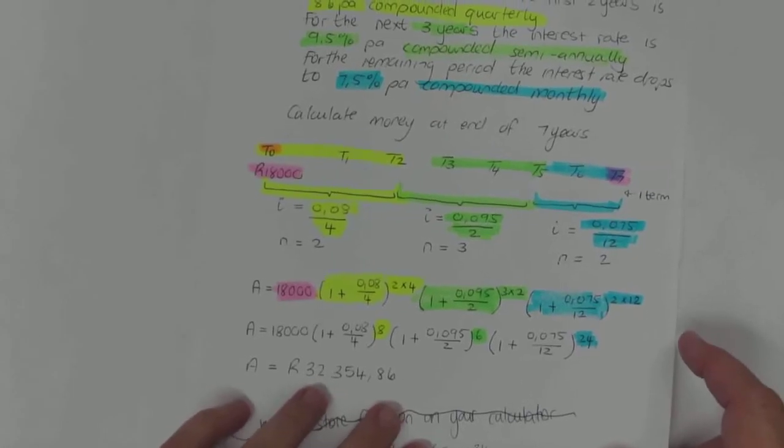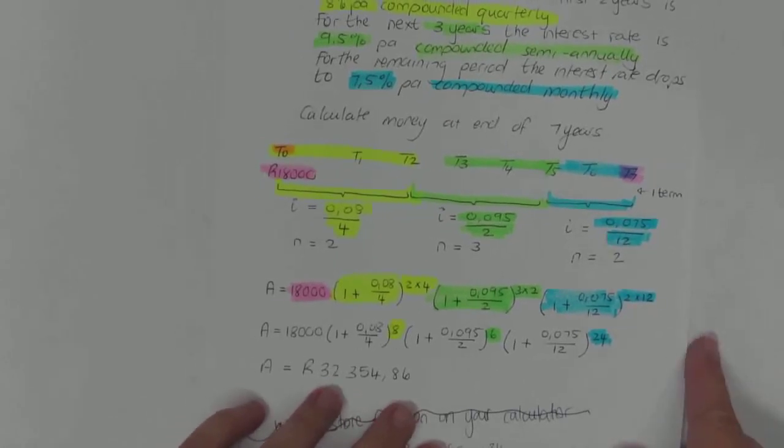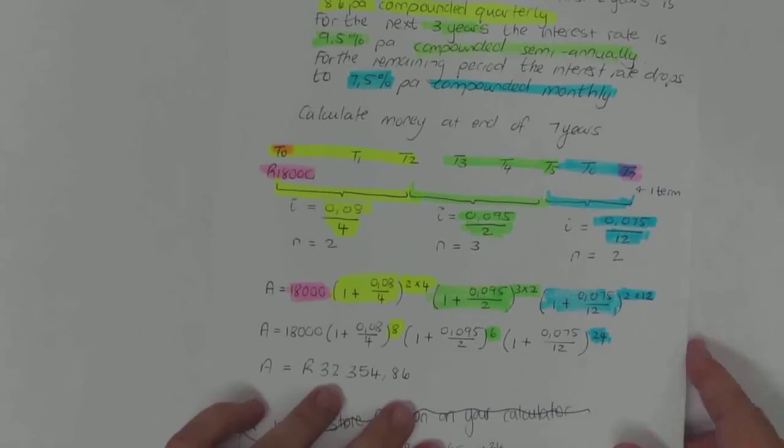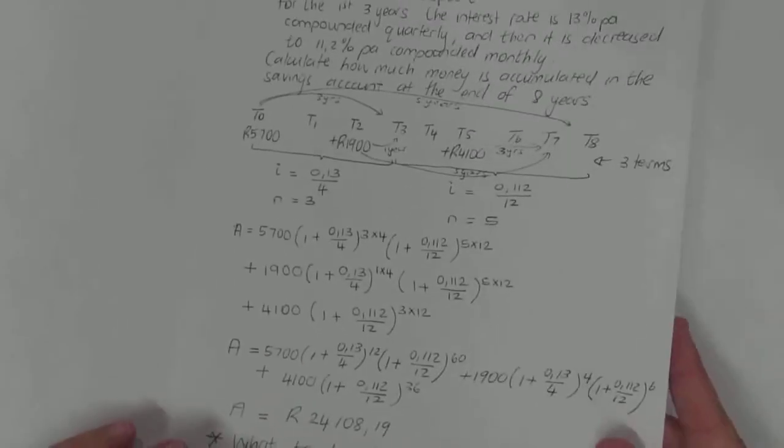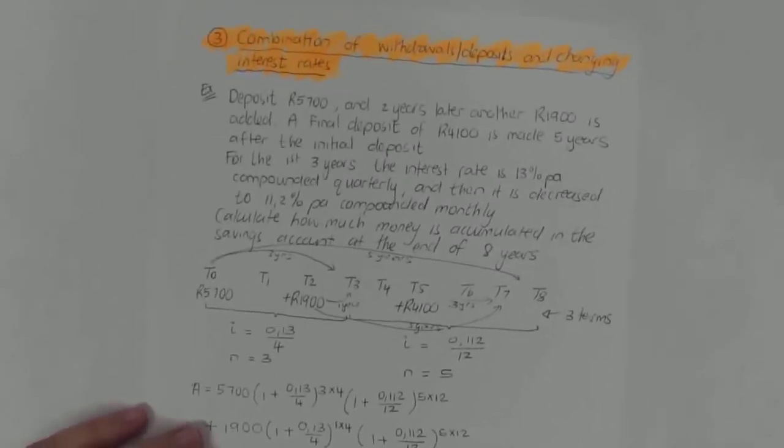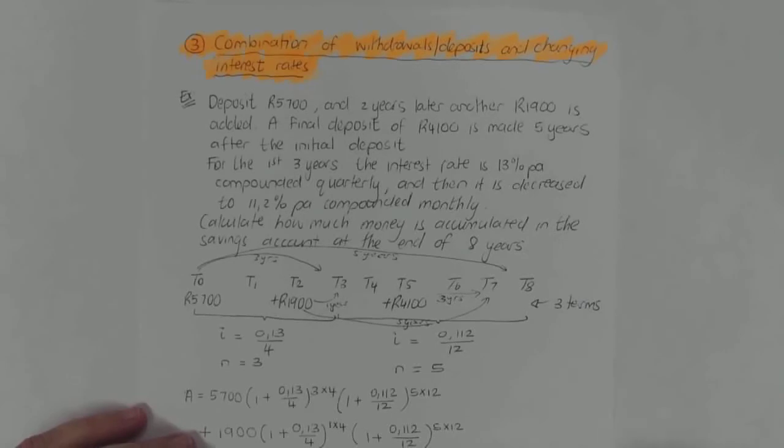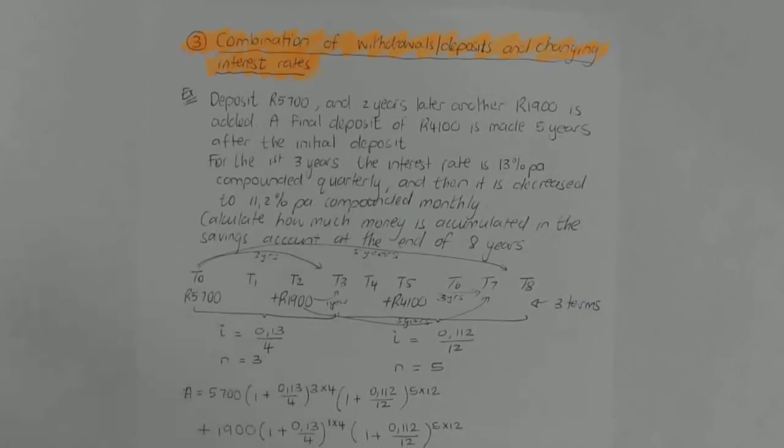Right, so that's the second type of timeline that you can get with nominal interest rates. Right, so moving on to the next one. And that is where you have a combination of withdrawals and deposits and changing interest rates. So it's the first 2 timelines that you have done in one.